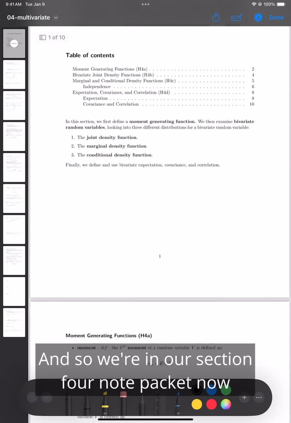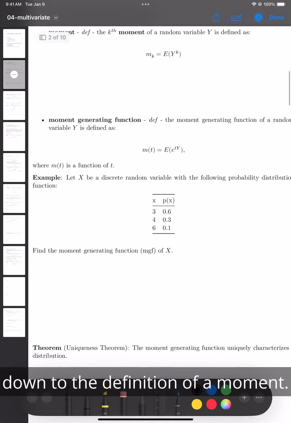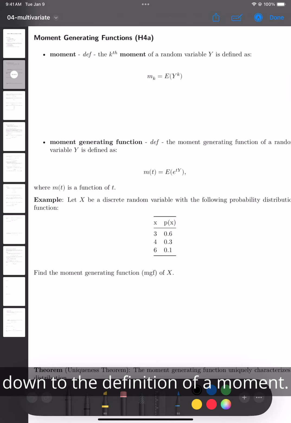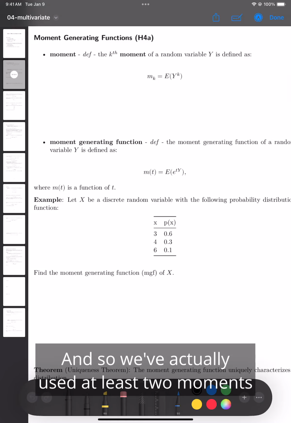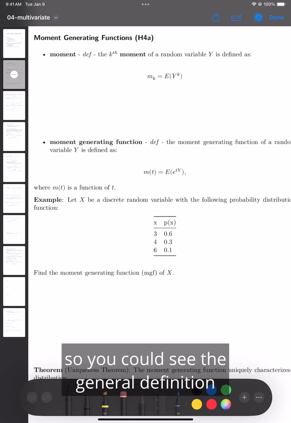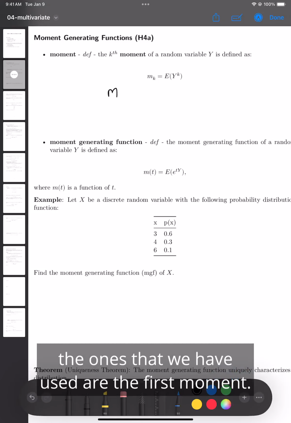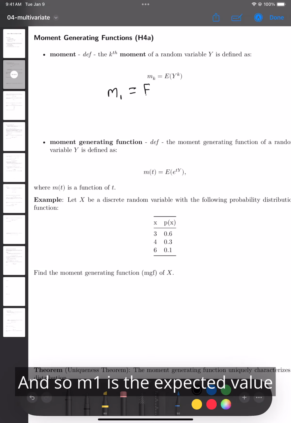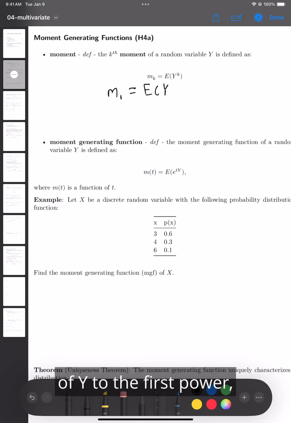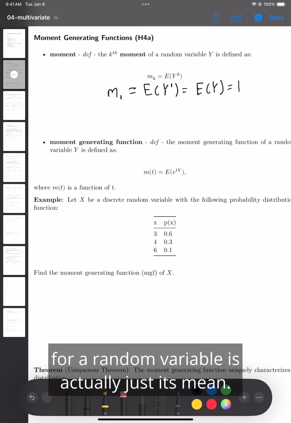And so we're in our section 4 note packet now, and I'm scrolling down to the second page, down to the definition of a moment. We've actually used at least two moments quite often throughout the semester. You could see the general definition of the kth moment written here. In particular, the ones that we have used are the first moment. M1 is the expected value of y to the first power, which is just the expectation of y. And so the first moment for a random variable is actually just its mean.